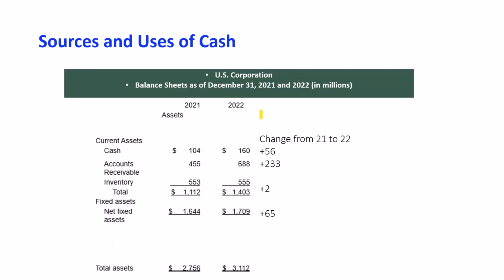Here you can find out the sources and uses of cash by looking at the balance sheet. So for example, accounts receivable has gone up by $233 million here. That is usually a use of cash. When the asset side increases, that's going to be a use of cash. Or when your inventory goes up by 2, that's also a use of cash. Net fixed assets goes up by 65, that's also a use of cash.